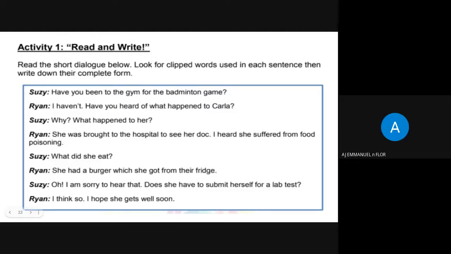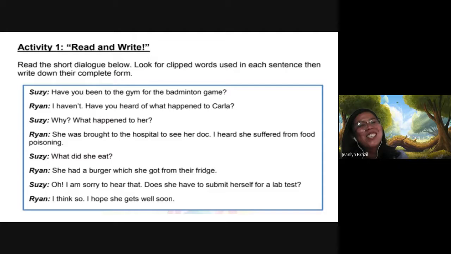Have you been to the gym for the badminton game? I haven't. Have you heard of what happened to Carla? Why? What happened to her? She was brought to the hospital to see her doc. I heard she suffered from food poisoning. What did she eat? She had a burger which she got from the fridge. Oh, I'm sorry to hear that. Does she have to submit herself for a lab test? I think so. I hope she gets well soon.